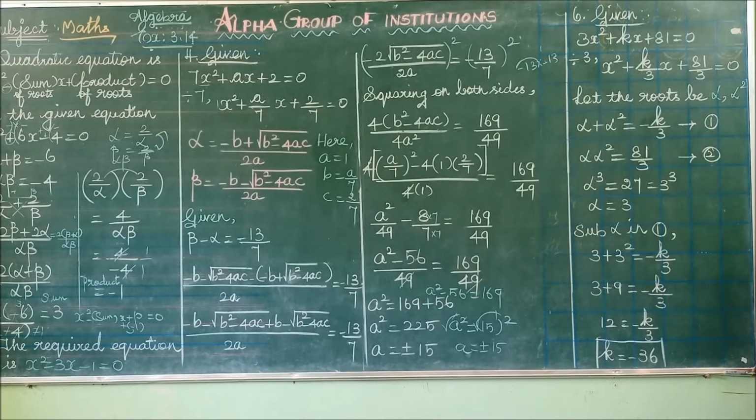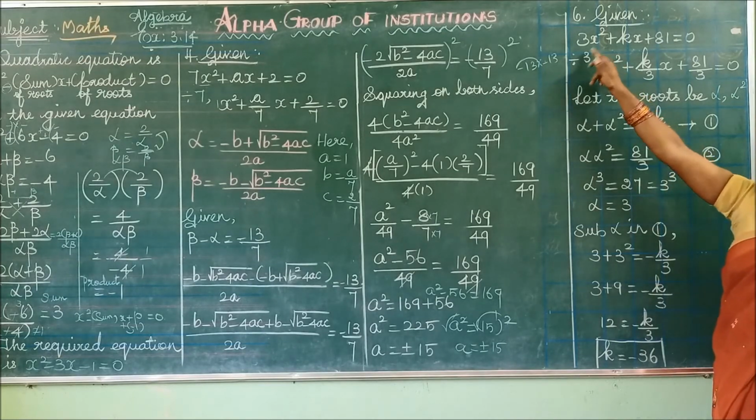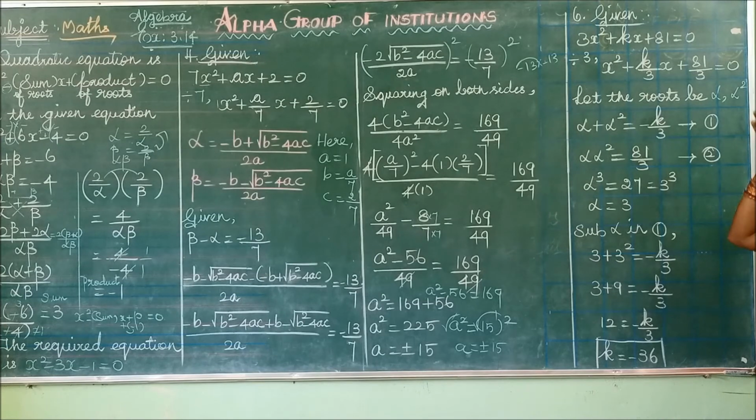So you take first one root as alpha. You have to square the another root, means alpha has to get squared. So that is alpha square. I have given one equation 3x square plus kx plus 81 which is equal to 0, which has one root which is the square of the other. So take one root as alpha, another root as alpha square. So here you have to change this coefficient as 1. So you have to divide throughout the equation with 3.